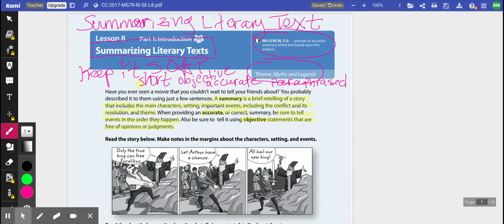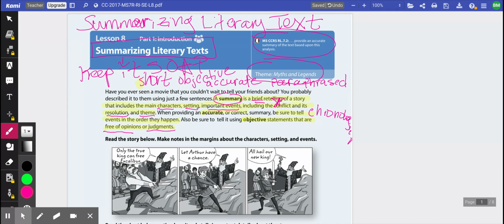Once again, a summary is brief, which means short. We want to make sure we include the characters, the setting, important events, which is the conflict and the resolution, and the theme. We keep it accurate by having it in logical, chronological order, and we want to make sure it's objective, which means no opinions or judgments.